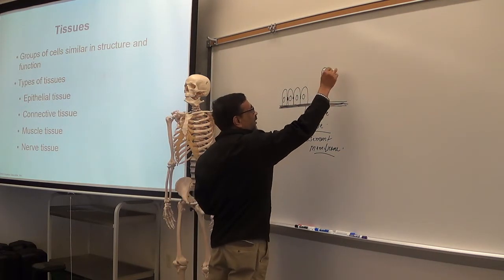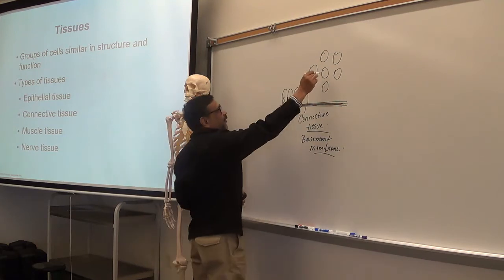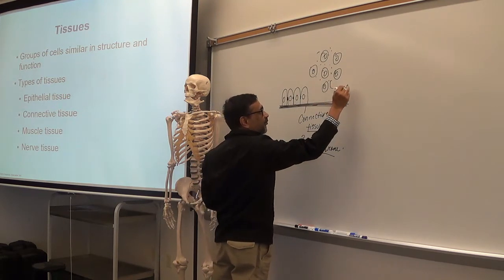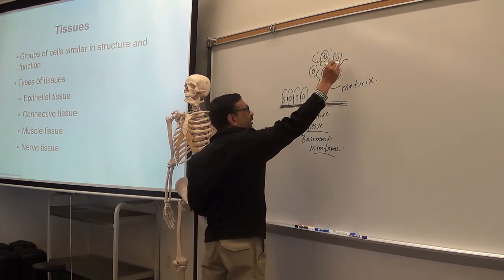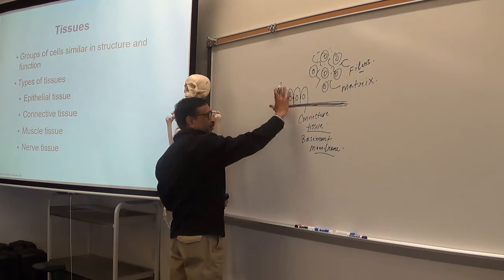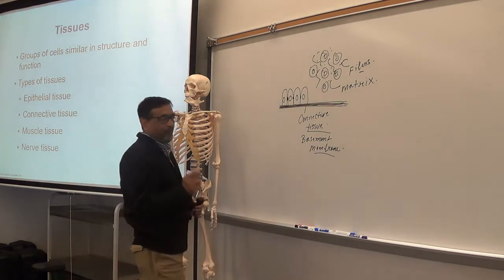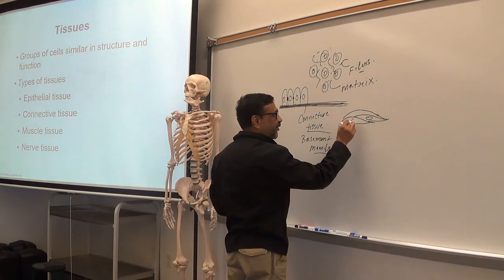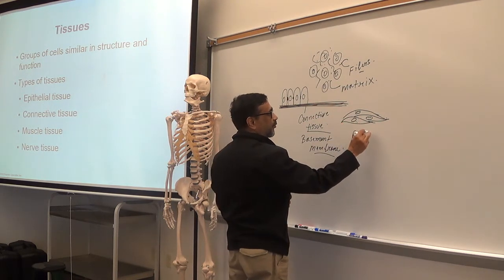In connective tissue, cells are usually not attached to each other. These are the cells, nuclei. In between, you have matrix. Sometimes we see fibers in the matrix. So you see that epithelial tissue has some properties, and connective tissue has some special properties. In case of muscle tissue, you'll see that muscle fibers are attached to each other like this. These are the muscle fibers or muscle cells. For example, the smooth muscle cells are attached to each other. So this is muscle tissue.